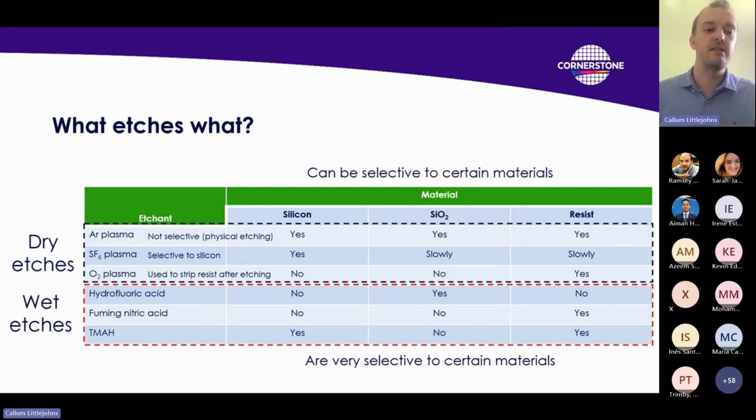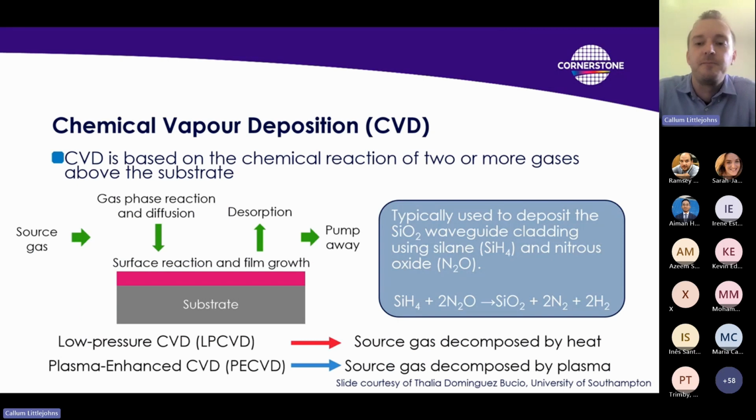Or we can use different gases. Just to point out, oxygen plasma is very selective to photoresist, so we typically use that to strip the resist once we've finished etching. And the bottom 3 rows show different chemicals that are very selective to certain things. So hydrofluoric acid is very commonly used to etch away silicon dioxide.